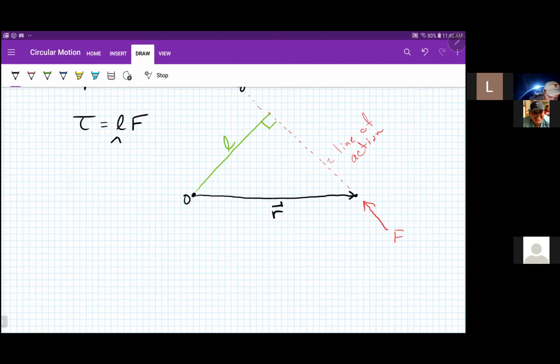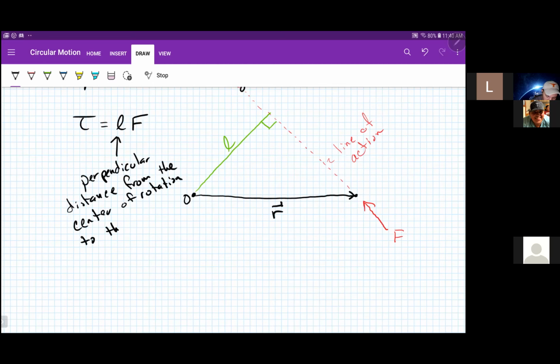Let's just write this definition out. L is the perpendicular distance from the center of rotation to the line of action of F. So we're clear about the line of action of what? Of F, the line of action of F, okay?